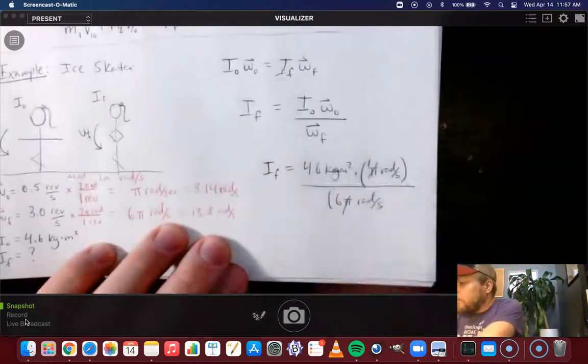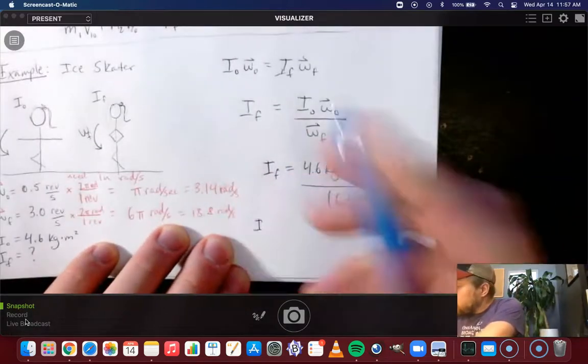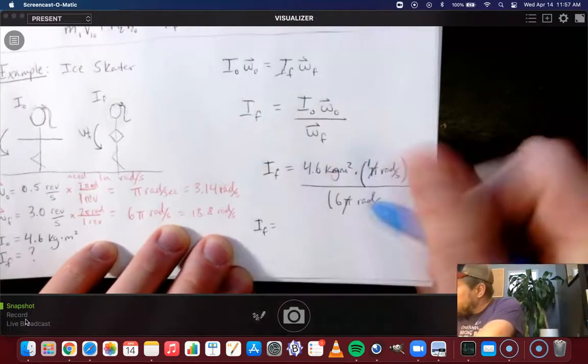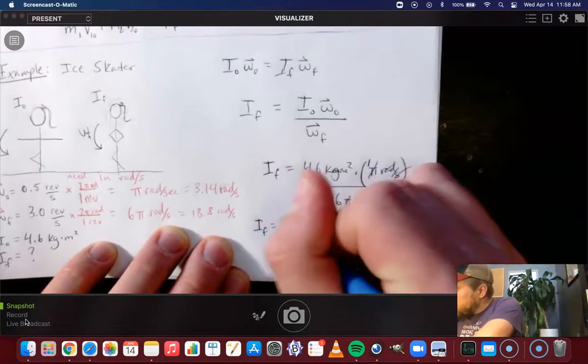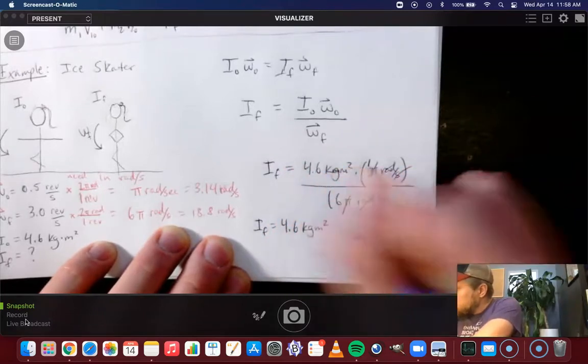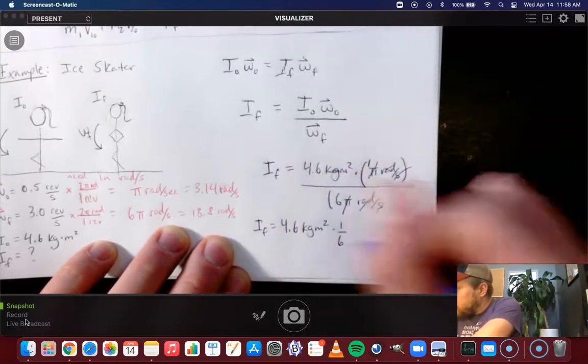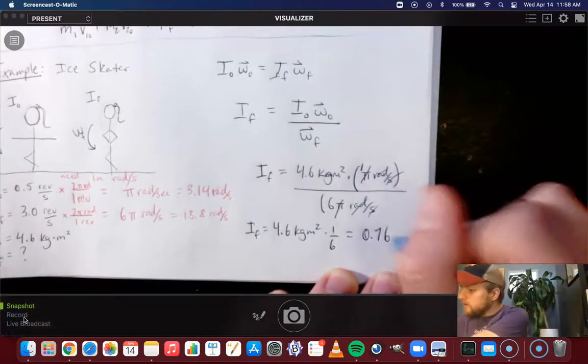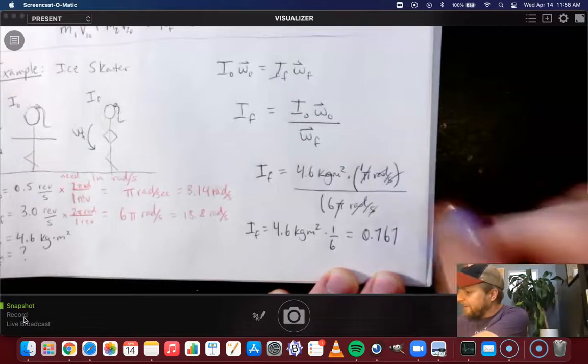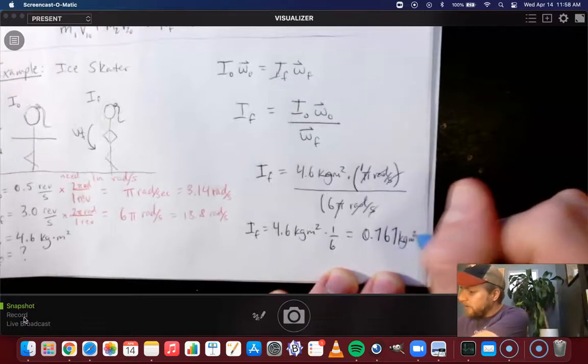So I'm going to write that out and then write the final answer. If I simplify this, the units cancel. So we get 4.6 kilograms meters squared times a factor of 1/6. And when we do that, we get 0.767, we can call it, kilograms meters squared.